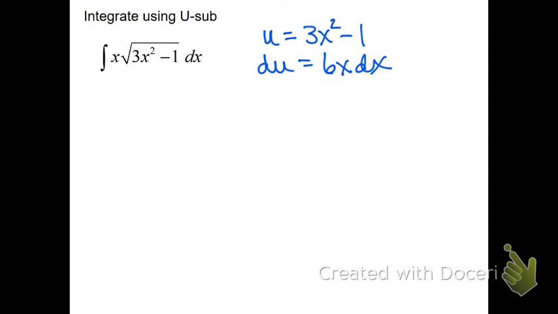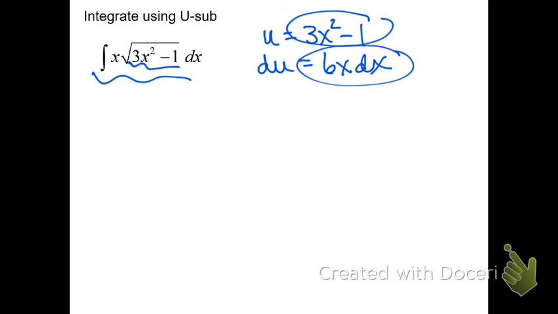Okay, so your u is something you can do the derivative of, and you have to have both the u and the du in the problem. I have to be able to see all of this and all of this in the problem. So I can see the u right there, but I also need to have a 6x dx. And you can see that what I'm missing is the 6. So I'm going to throw a 6 right here and balance it out with a 1/6 out front.